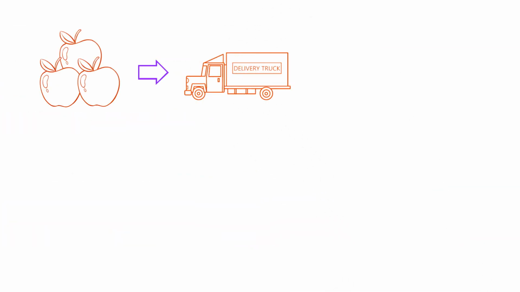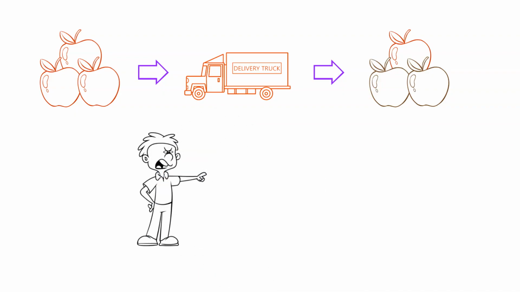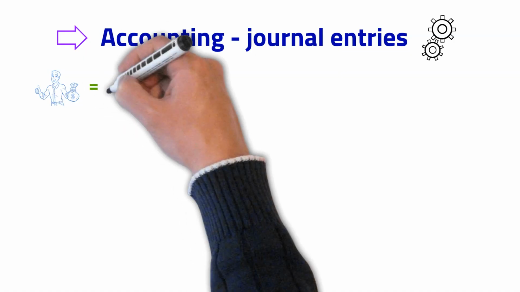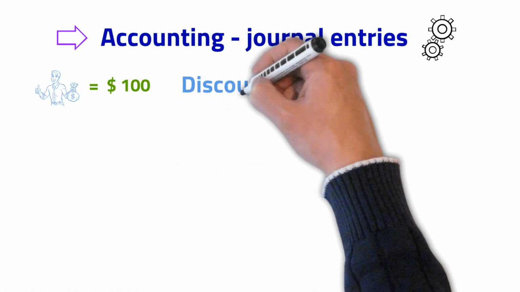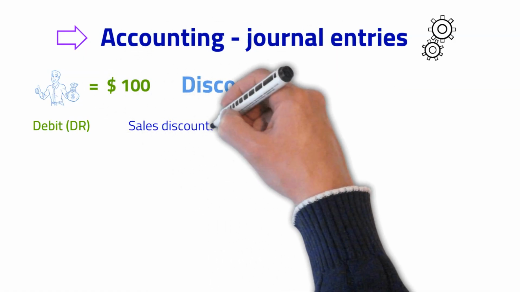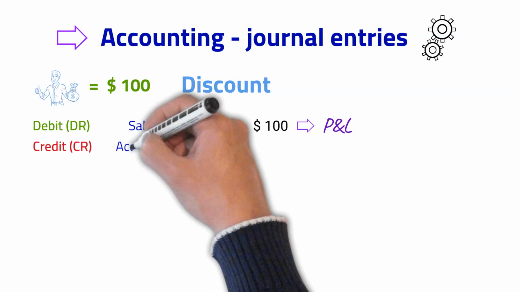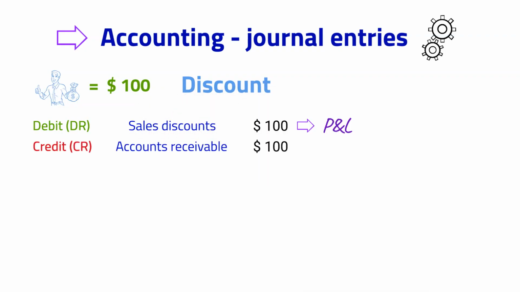And yet another scenario. The customer doesn't return the apples but requests a discount of $100. When you give it, you decrease your receivables for that. Debit sales discounts 100 goes to P&L, credit accounts receivable 100. So, a trade receivable is an amount a customer owes you for goods or services you already delivered, and it is a current asset if you expect to collect it within a year.